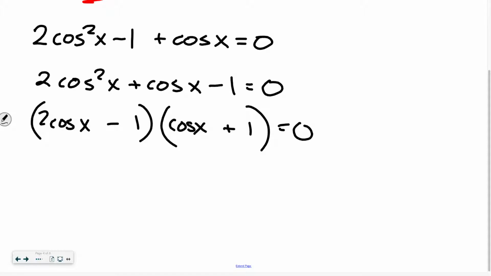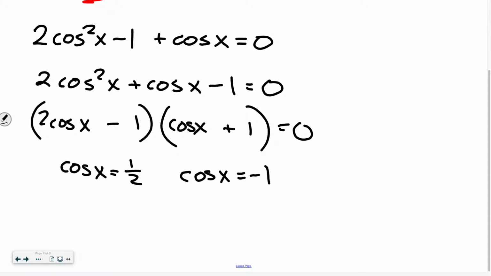So if I set my factors equal to 0, I'm going to do a little bit of work here. I would add 1 and divide by 2, so I'm going to have cosine x equals 1/2. And on the other factor, that would just be cosine x equals -1. If you need to write out the full steps, like set it equal to 0 and add and divide, you can. Just in interest of time, we'll kind of fly through there.